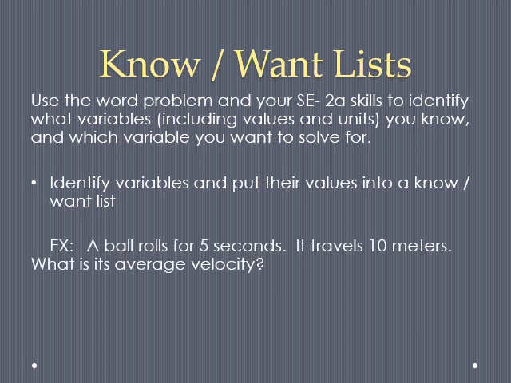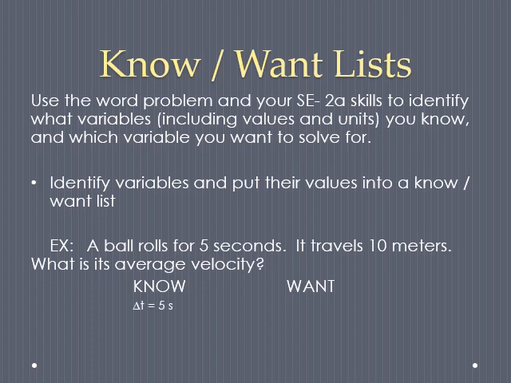So we practiced this a long time ago on the very first video, in fact. But you should be able to read a problem like this: a ball rolls for 5 seconds, it travels 10 meters, what's its average velocity? And figure out what variables each sentence is talking about. What I do with those variables is I put them into a list where one column is the things that I know and the next column is the things that I want. When you put something in the list, you want to be really careful to write the name of or the letter, the symbol that represents the variable, and the value and the units.